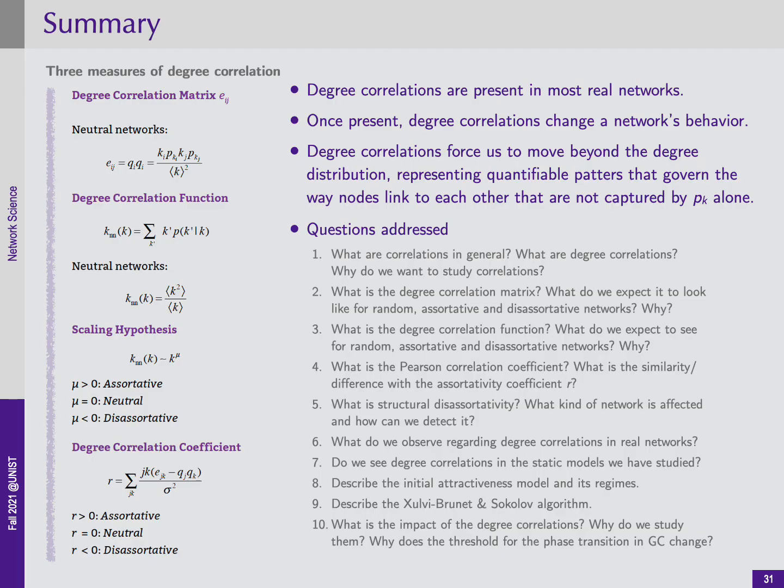Okay, to summarize, there are three measures of degree correlations. The first one was e_ij or e_jk, which captures the probability to find an edge whose two end nodes have degrees i and j, or j and k. So that is the most comprehensive measure. The second one was the degree correlation function, or nearest-neighbor degree distribution, or its average. And the final one was the assortativity coefficient, or Pearson correlation coefficient, limited between -1 and 1.